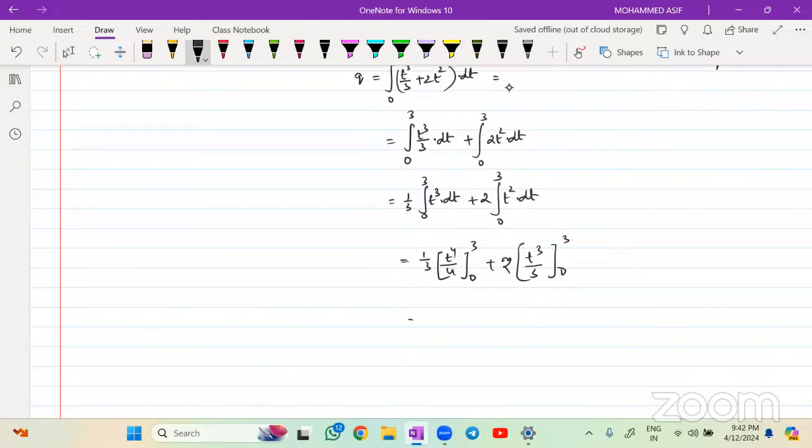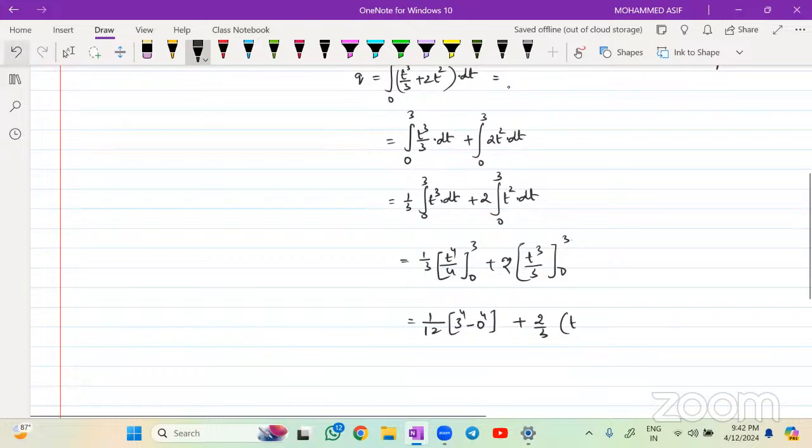Isn't it? So the 3 and 4 make 12. This is the upper limit minus the lower limit: 3 to the power 4 minus 0 to the power 4. Plus this one is 2 by 3. The upper limit, in the place of t, I'm having 3, so this is 3 to the power 3 minus 0 to the power 3.